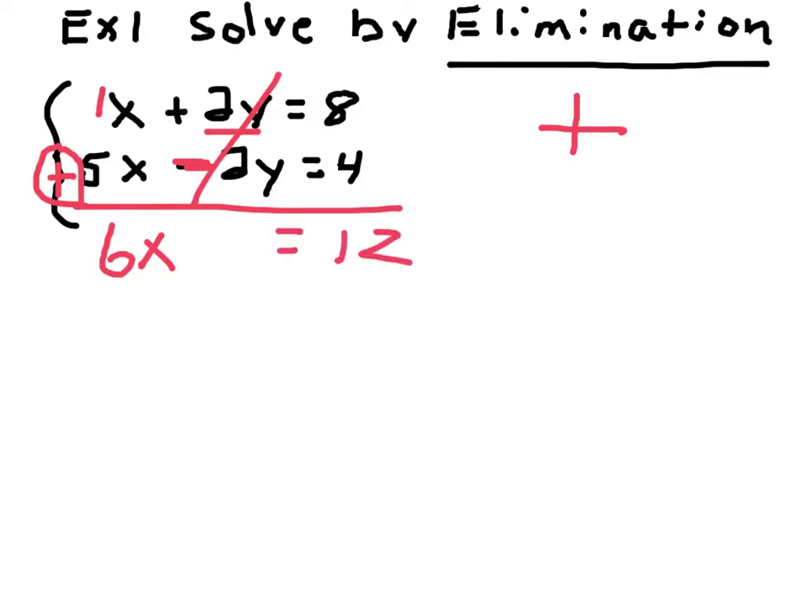Now look at what I have. I have an equation that I can solve. It's one letter. So let's see, they're multiplying by 6, divide by 6. So x is equal to 2. Well, now I know what x is.